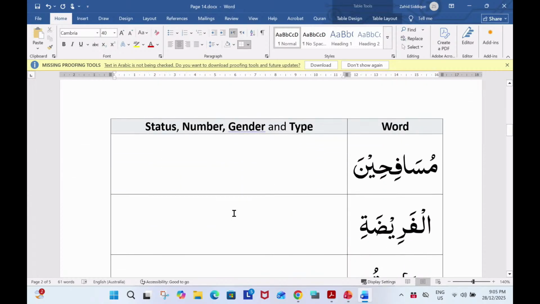Okay, the next one. Musafihina. So what is the status? Ina ending can be nasab or jar based on whatever we know so far. What about the number? Ina ending tells us that this is plural. Yes. And ina ending is also for masculine. And we don't have any identification that it is proper, so this would be common. Is it clear?